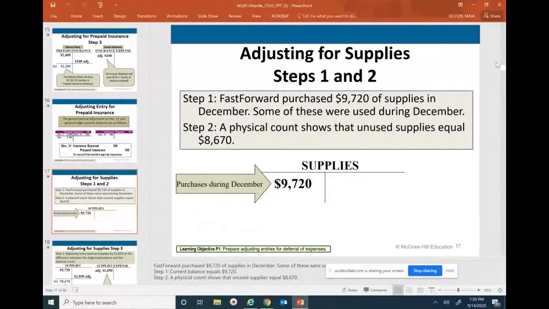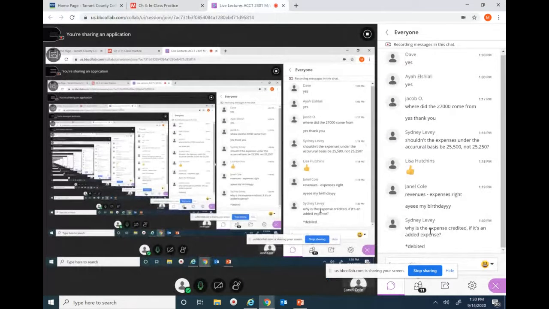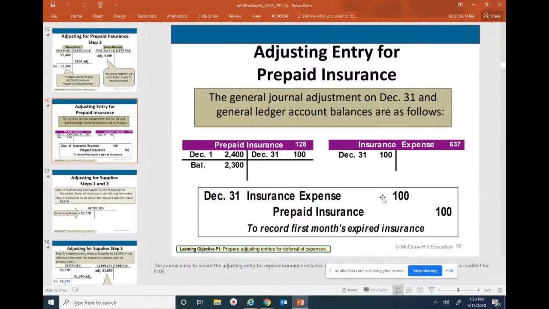All right, so very similarly, we can adjust for supplies usage. So hold on, let me look at the question asked. Okay, so the question is, why is the expense credited if it's an added expense? So let me go back to the PowerPoint. The expense is debited, it's not credited. Expenses increase on the debit side. What's credited is the prepaid insurance, which is not an expense at all, it's an asset account. Does that make sense?